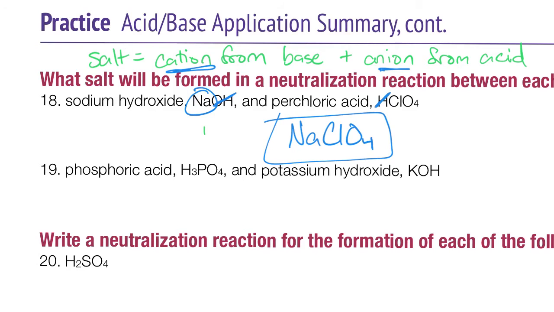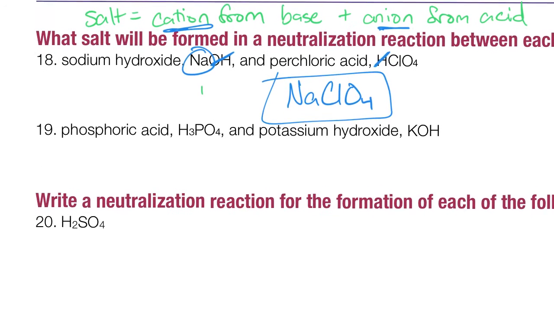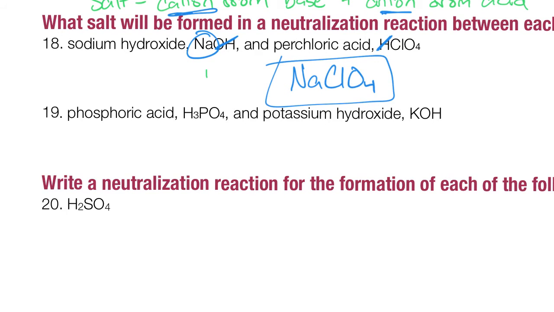Sorry, clean that up. The next one adds just a little bit more of a trick, but it's not too bad. It's got phosphoric acid. So on the acid, again, mark out the H. And the trick here is that if there is a subscript for the H or a subscript for the OH, you don't mark out the subscript.